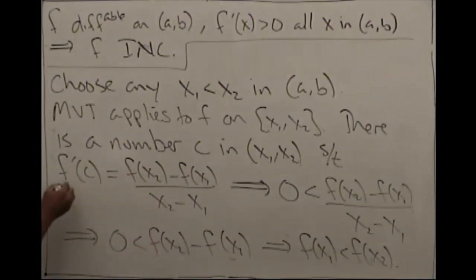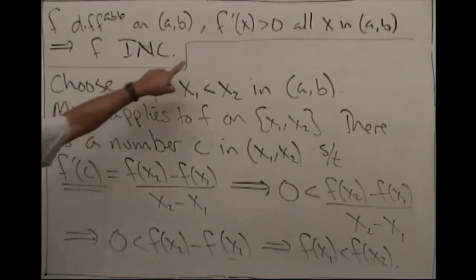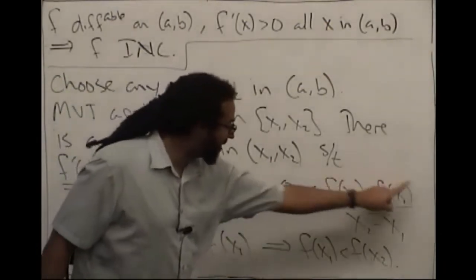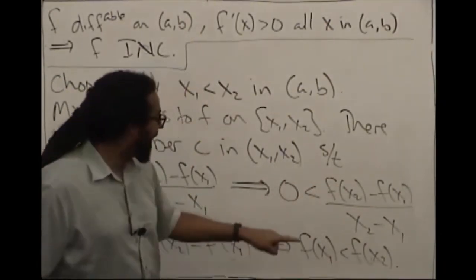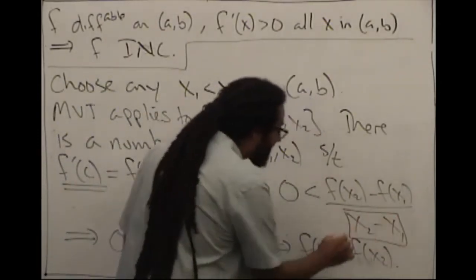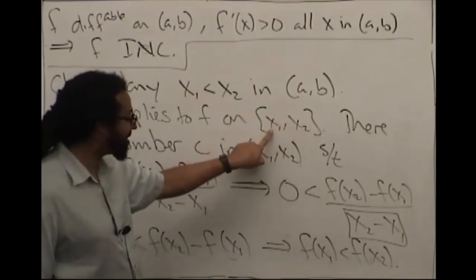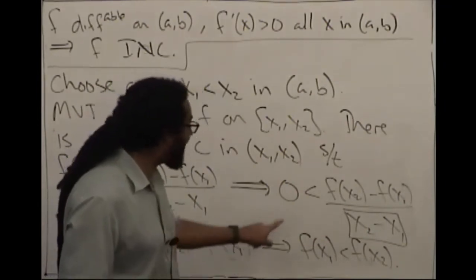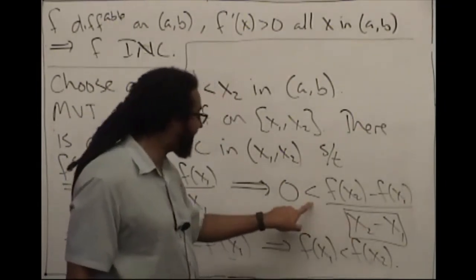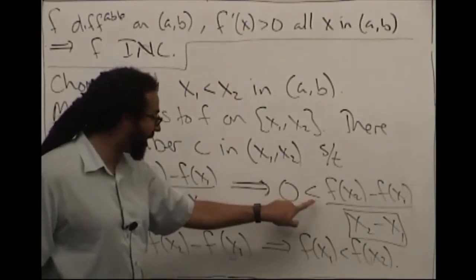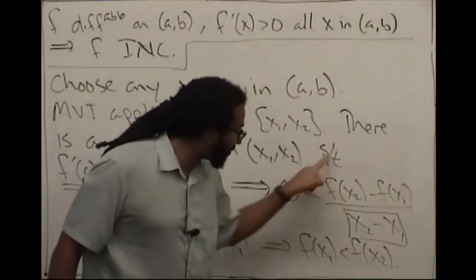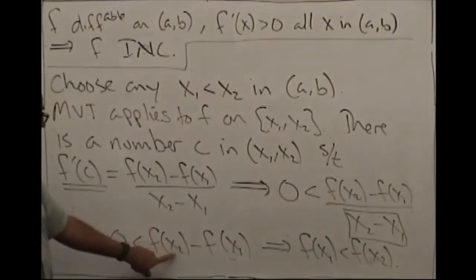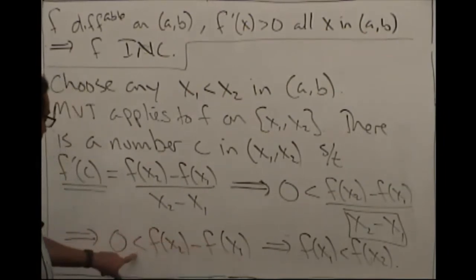We know that f prime of c is a positive number. That means this fraction must be a positive number, so this fraction is greater than 0. And the denominator is also a positive number because x2 is bigger than x1. So x2 minus x1 must also be positive. I can multiply both sides by x2 minus x1, and that's not going to change the direction of the inequality. If the fraction is positive and the denominator is positive, that means the numerator must be positive. So f of x2 minus f of x1 is greater than 0.